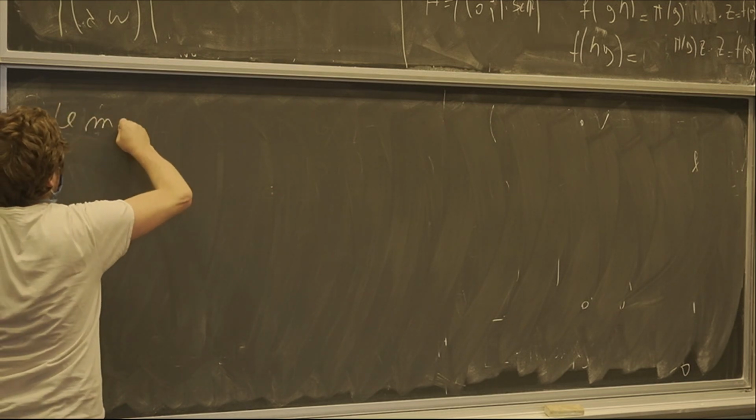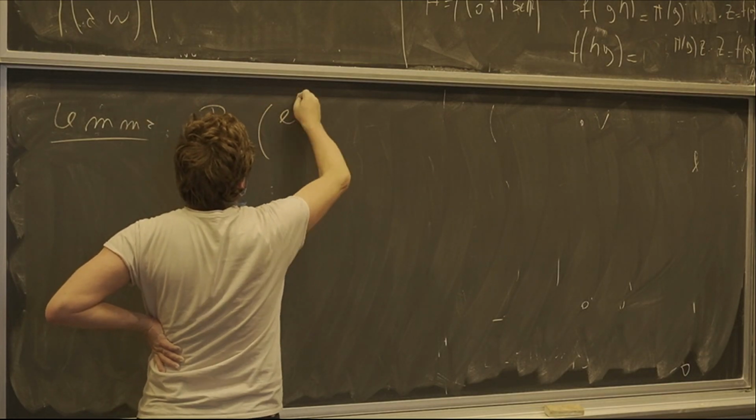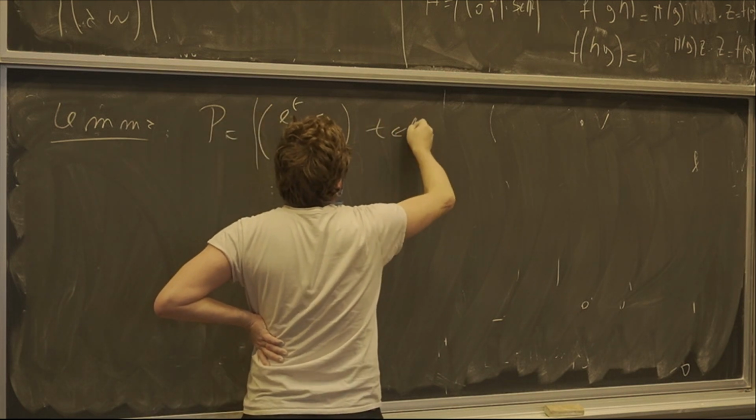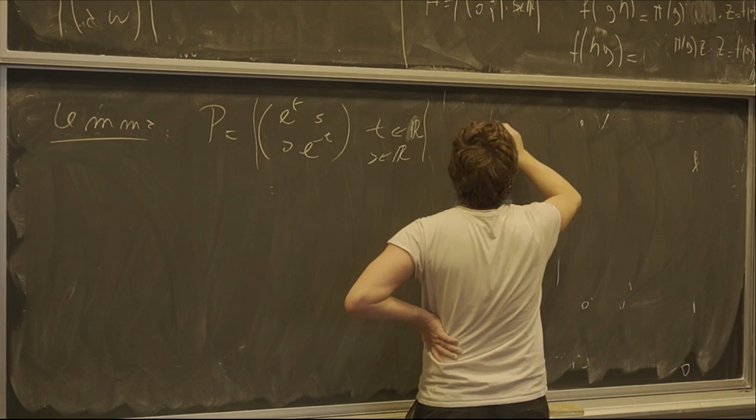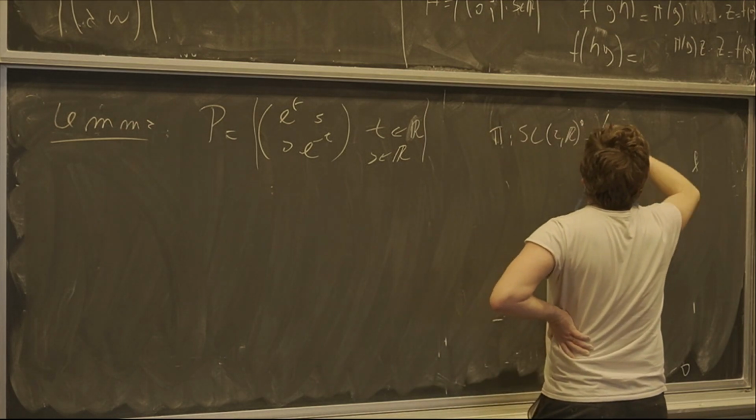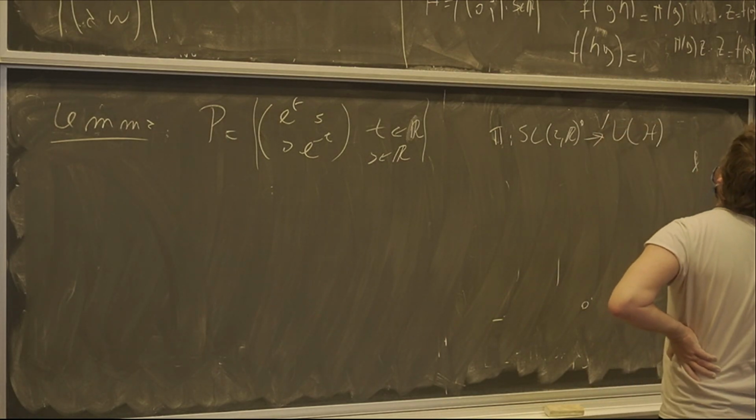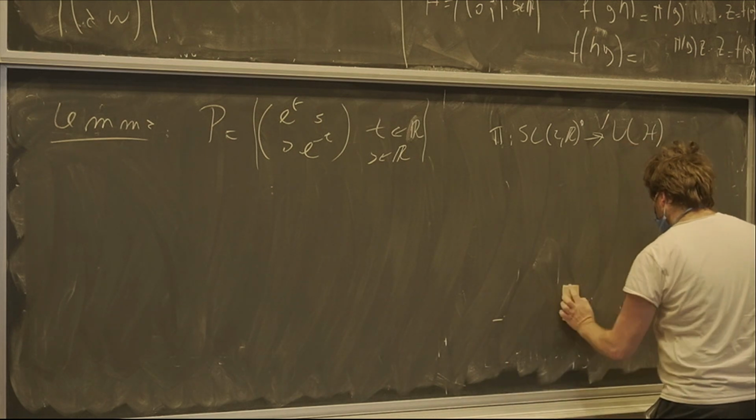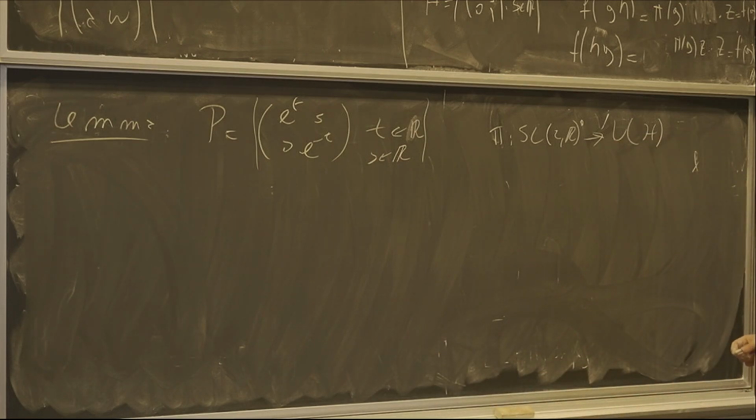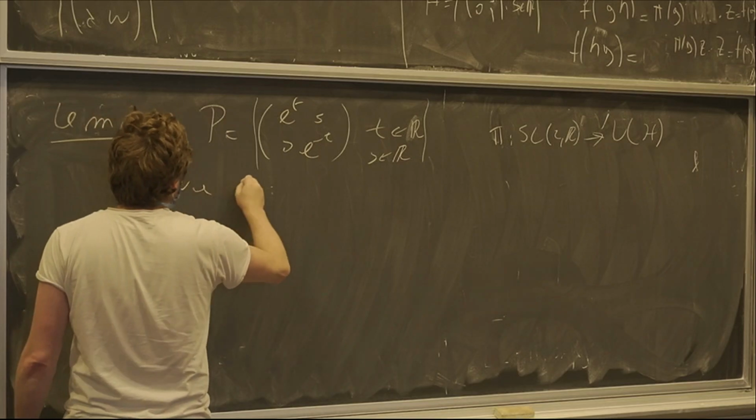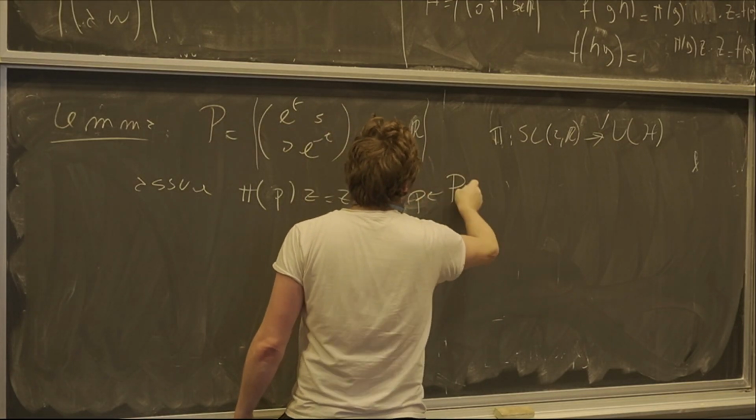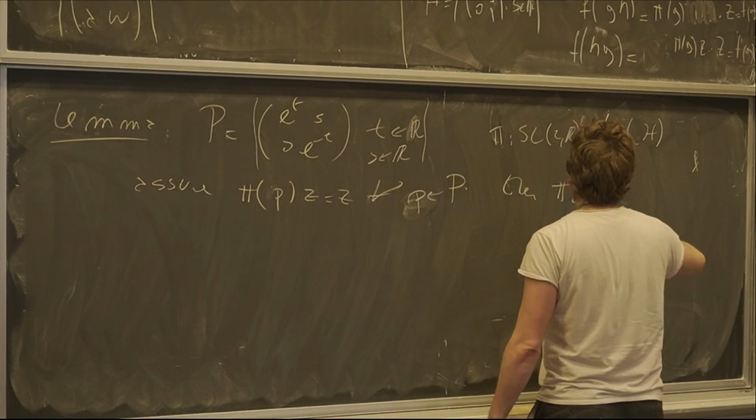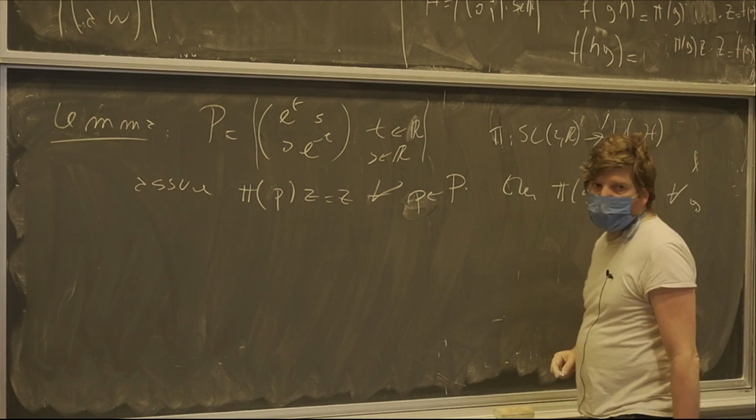Okay, now the next lemma says that we have P, this group of upper triangular matrices in R, and we have as before pi from SL to R, unitary of H, same continuity as before, and we assume pi of P z equals z for every P in P. Then pi of G z equals z for every G. And we have an invariant vector.